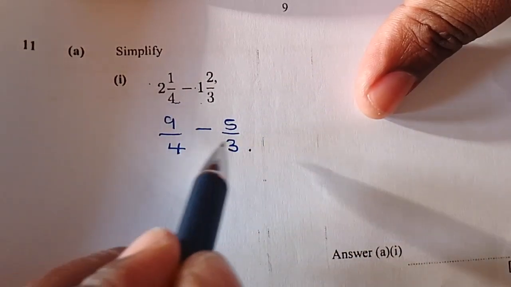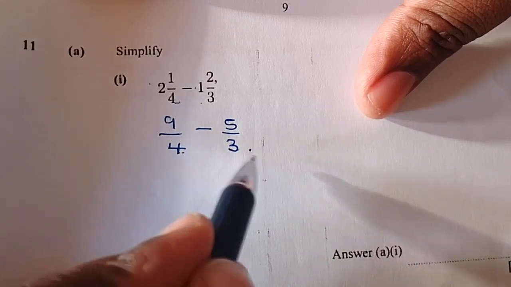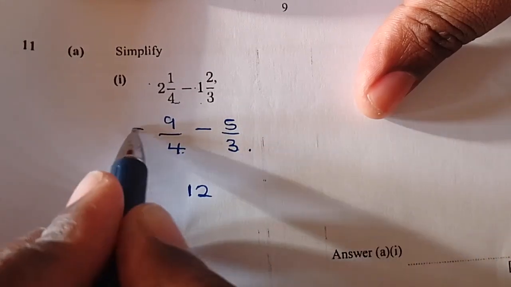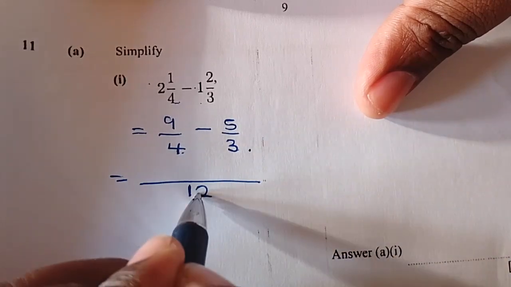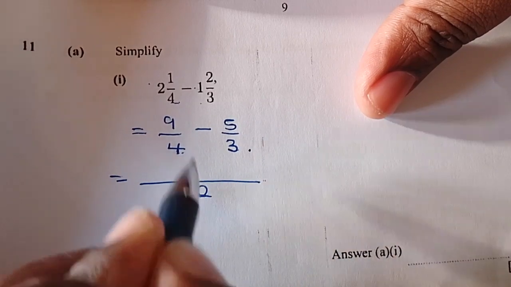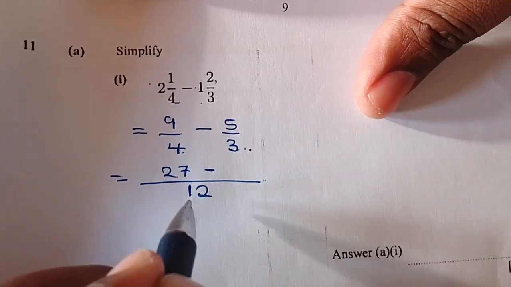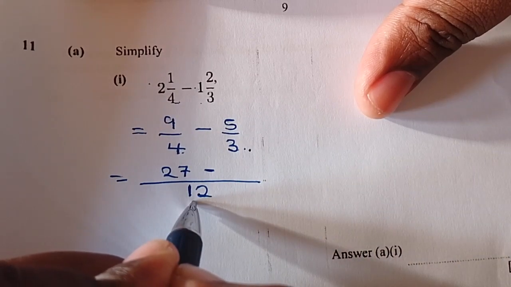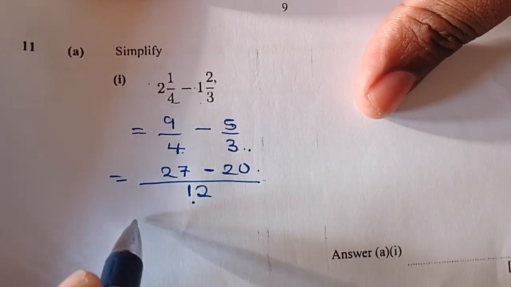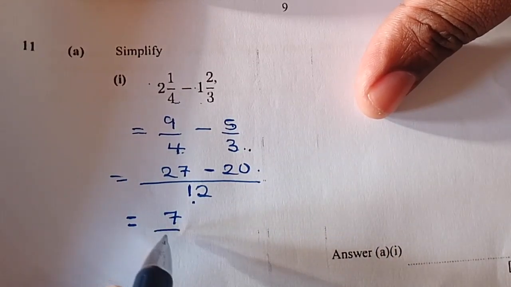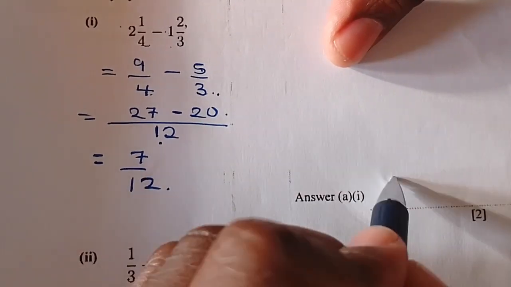Then we find the common denominator for 4 and 3, right? So it's 12, right? Then 4 into 12 is 3. 3 times 9, 27. Minus 3 into 12, 4. 4 times 5, 20. 27 minus 20 is 7/12. So the final answer is 7/12.